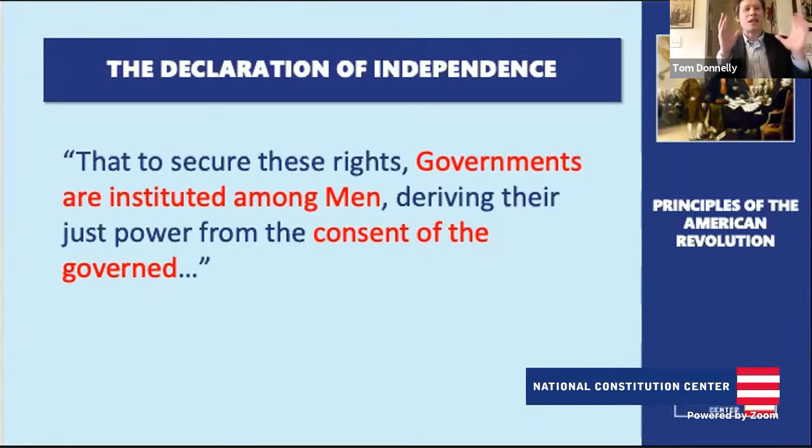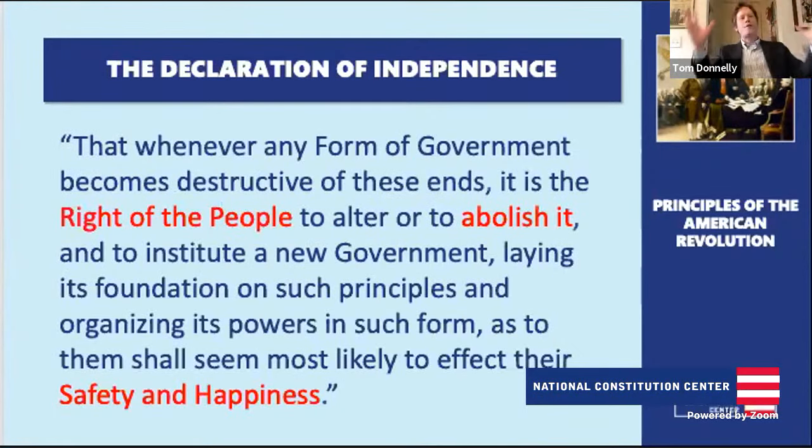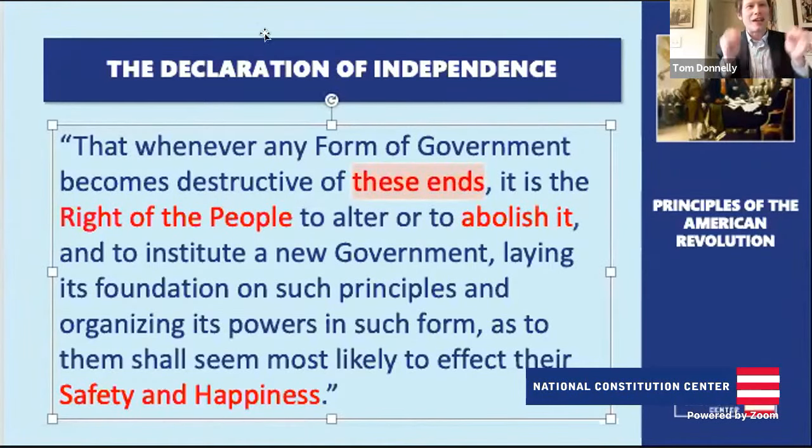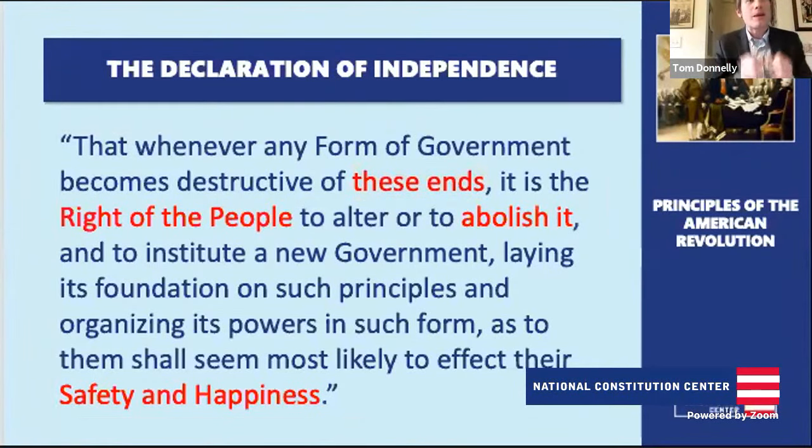And then finally, this next passage is so powerful, it brings all of the principles together. "That whenever any form of government becomes destructive of these ends, it is the right of the people to alter or to abolish it and to institute a new government, laying its foundation on such principles and organizing its powers in such form as to them shall seem most likely to affect their safety and happiness." So here we see the rule of law. In other words, we made an agreement with the government. The government agreed to keep us safe, to protect our lives, liberty, happiness.